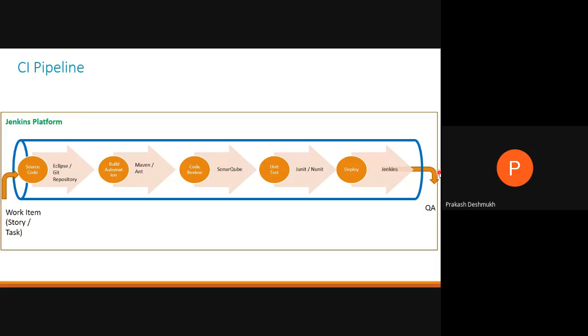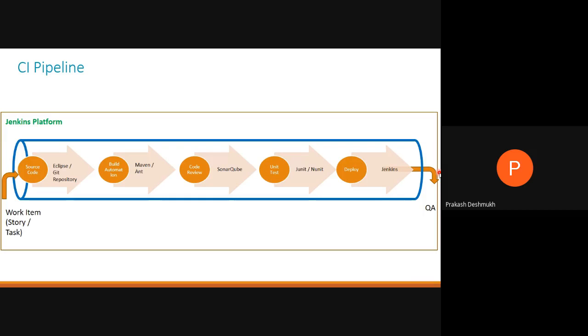So here it's shown how the CI pipeline looks like and what exactly you need to implement. I have mentioned here all open source tools, basically. If you are using Java code development, then use Eclipse along with a Git repository. You integrate Eclipse and Git together, so that whatever code changes you make in Eclipse will be committed and pushed to the Git repository within that platform only.